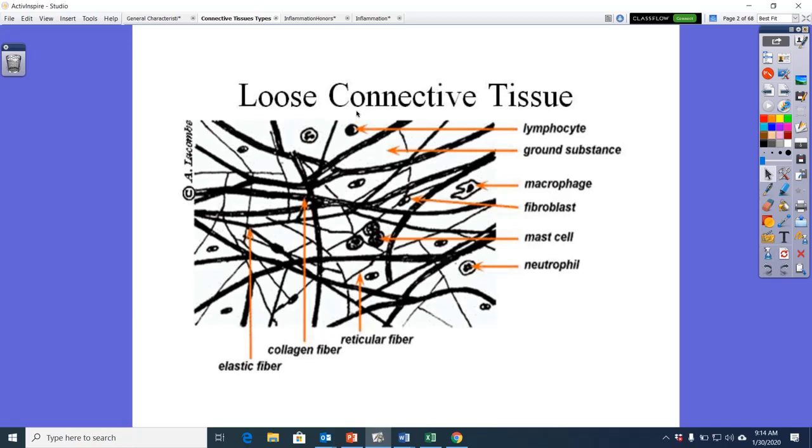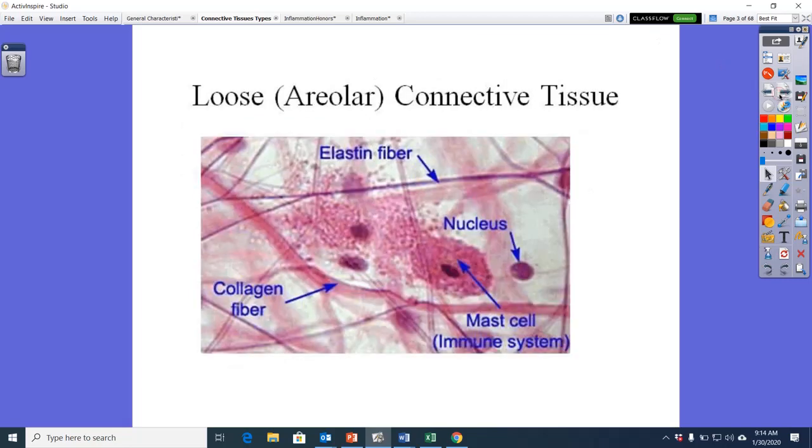The first three are loose connective tissues, and specifically the first one is called loose areolar connective tissue. Now, I might just call it areolar connective tissue, but some people will call it loose areolar connective tissue. The loose is just kind of assumed whenever you look at a picture of it. So let's look at this picture and figure out what parts and pieces are in this connective tissue.